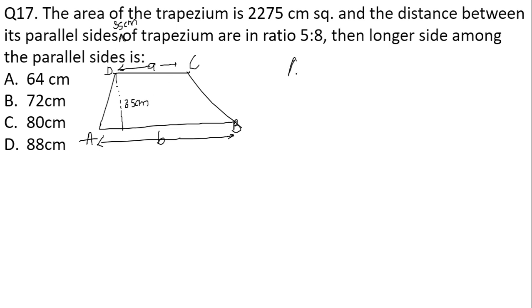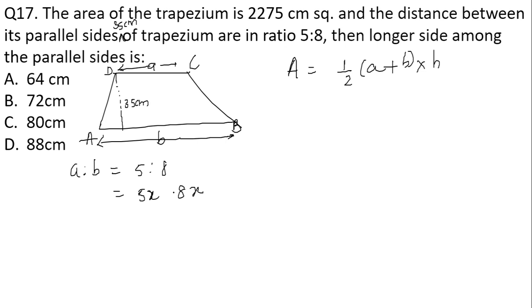Now we know what is the area of trapezium. Yes, area of trapezium is half of A, that is the shorter side, plus longer side into height. Okay, so what is mentioned here? A is to B has been mentioned. The parallel sides distance has been mentioned 35 centimeter, and the parallel sides are in ratio 5:8. So I can take the shorter side as 5x and the longer side as 8x. So let us just put the data in the given formula, that is half of 5x plus 8x into height, which is 35 centimeter.